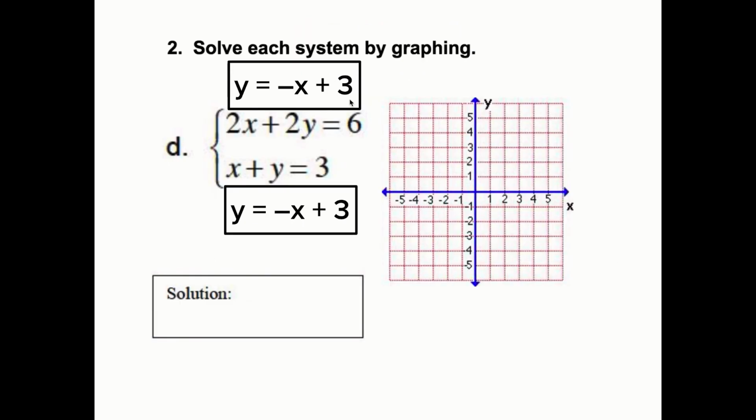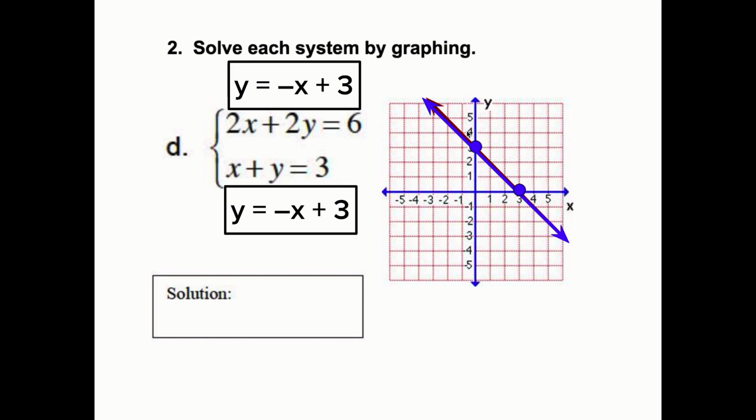So let's graph these. We have a y-intercept of 3. The slope is negative 1. That means I'm going down 1, right 1, down 1, right 1, down 1, right 1, drawing in that line. Notice this equation is exactly the same as this one. Y-intercept of 3, and then the slope is negative 1. So those lines are the exact same line.